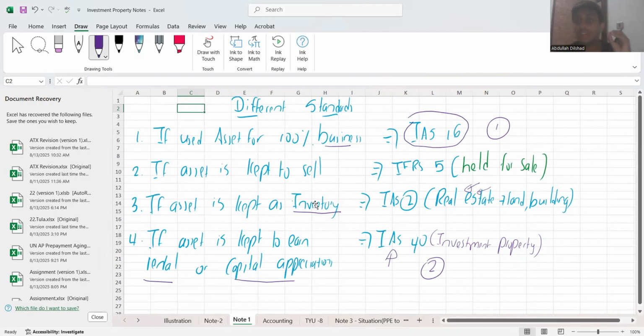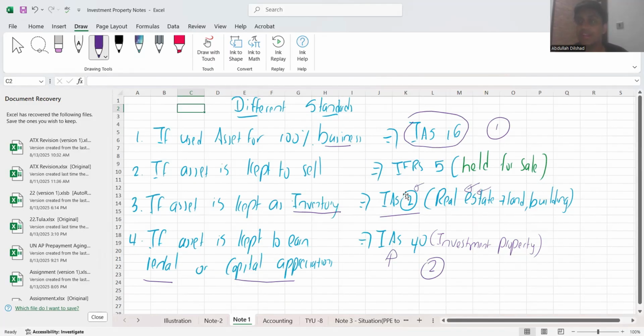So if any asset is held as inventory, that will be treated under something known as IAS 2. This is also something we have learned. This is our third standard.